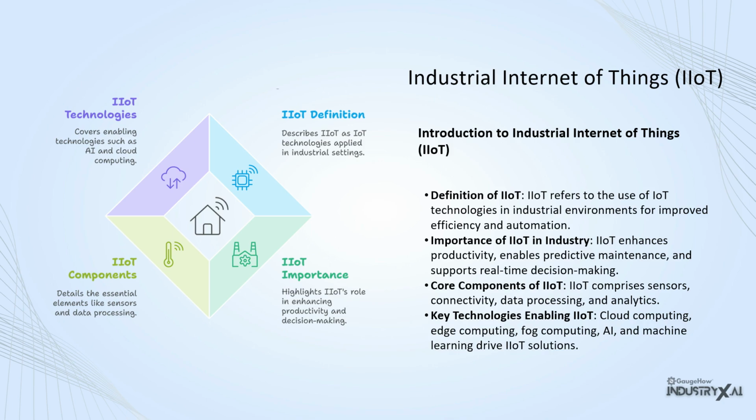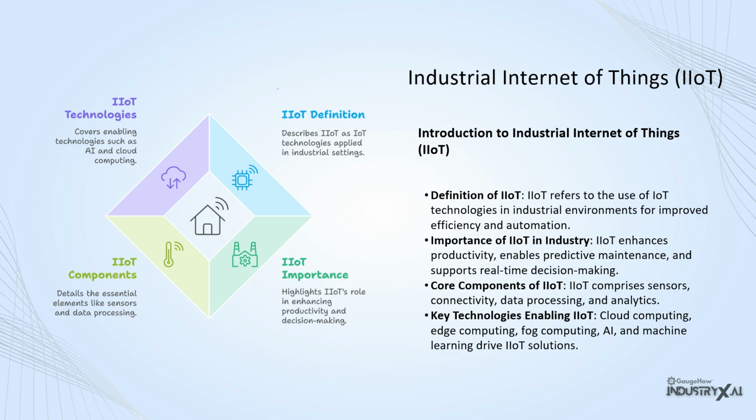So this IIoT is a branch of IoT specifically focused on connecting devices, machines, and systems in industrial settings like manufacturing plants, energy grids, and logistics. The IoT enables these industrial assets to communicate with each other and with centralized systems, allowing businesses to automate processes, gather and analyze vast amounts of data, and improve efficiency.